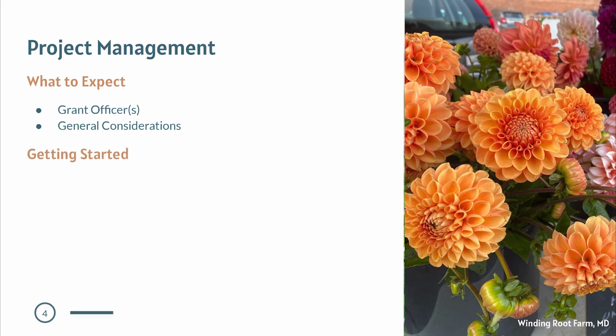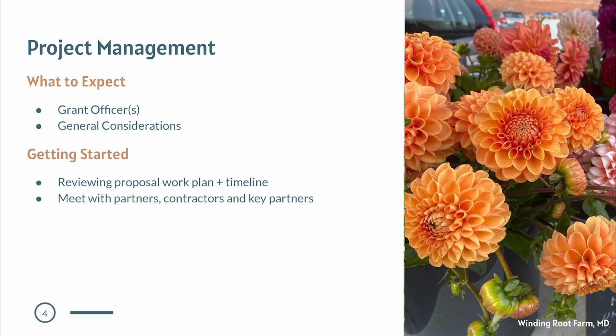Here are a few tips for getting started once you've been awarded. Review your proposal work plan and timeline to see if any changes are needed. Have there been any staff changes? Will someone new be taking on key responsibilities? Update your work plan and timeline as needed. If there are significant changes, like a change in the project director or a deliverable, you'll need to get pre-approval from your grant officer before making those updates.